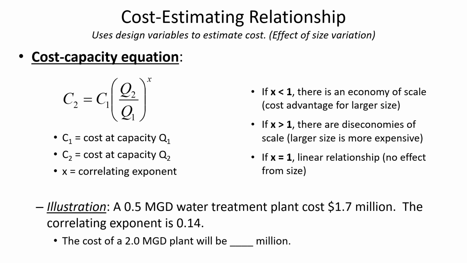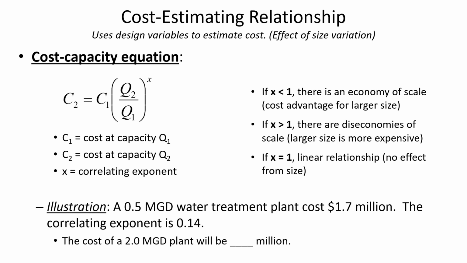I think that the cost of this larger plant is going to be $2.06 million. So it's kind of interesting. The first one, the small plant, cost $1.7 million, but we quadrupled the capacity of the treatment plant for this new one that's going to be built. It's 4 times larger, but it's only a little bit more expensive, $2.06 million instead of $1.7 million.